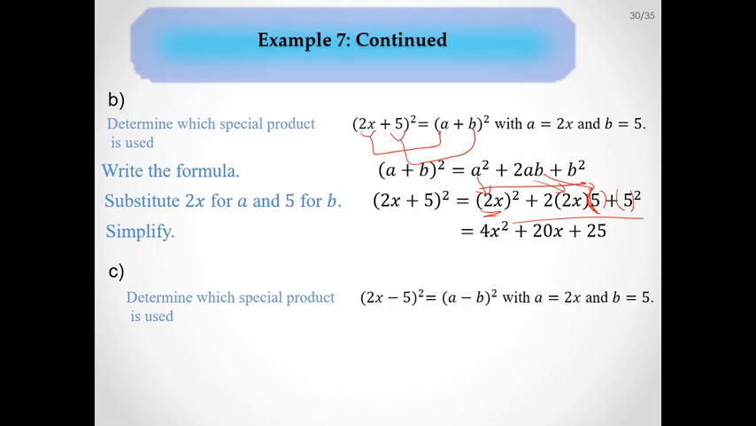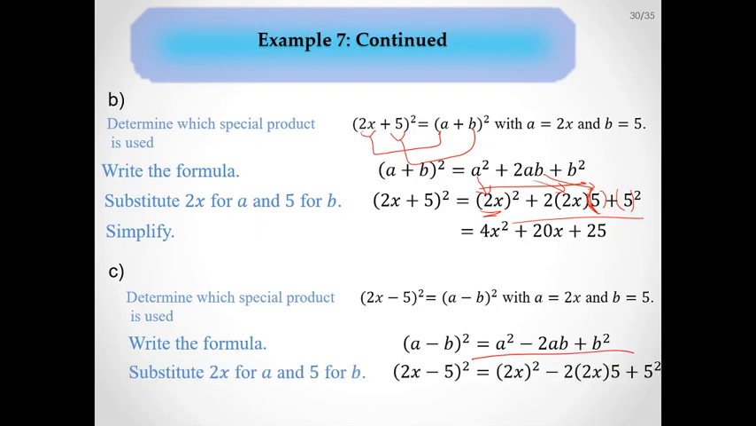In the last one, it's the same idea. We use this, and then we substitute 2x and 5. Again, it's better to put these in parentheses, and then we end up with this one.